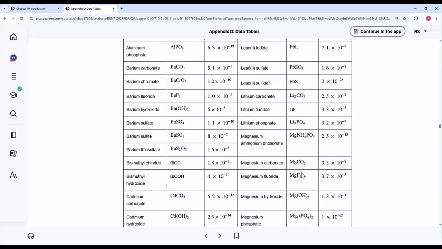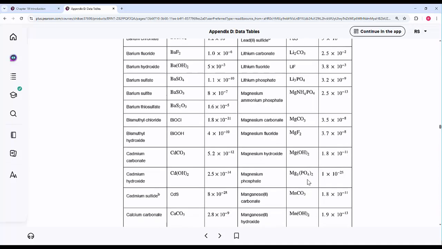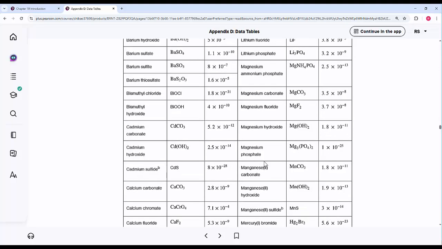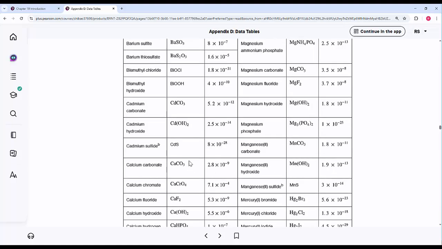Carbonates, that follows our rule. Fluorides are a bit more of an exception. Magnesium fluoride is quite insoluble, and magnesium hydroxide is quite insoluble, but calcium, strontium, and barium hydroxides are much more soluble. So those we have, and these are lots of carbonates.